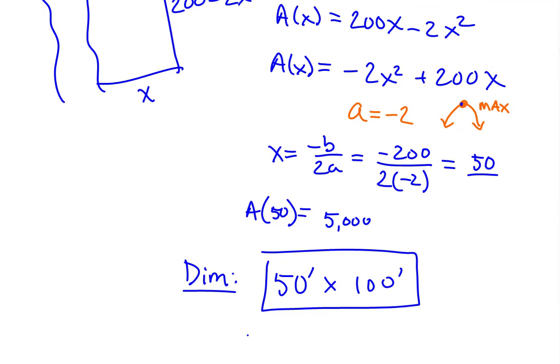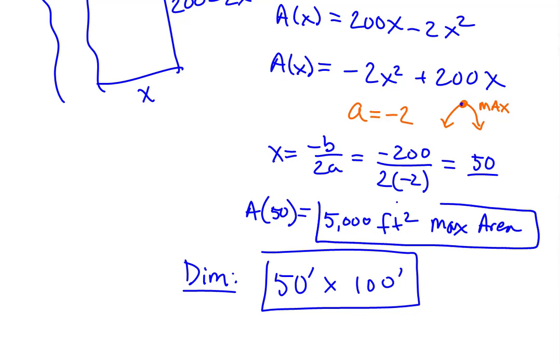That was one of the questions. The other question was, what is the max area? So we computed that here just a second ago as 5,000. So we can say 5,000, and then it would be feet squared. That's max area. And then really we should say max dimensions are given as the 50 by 100 feet.